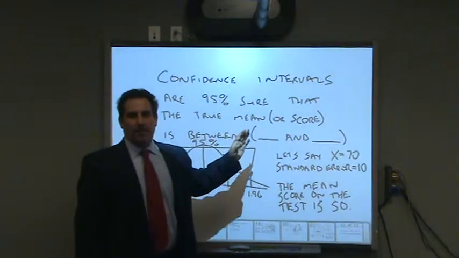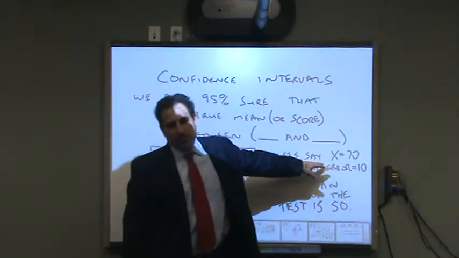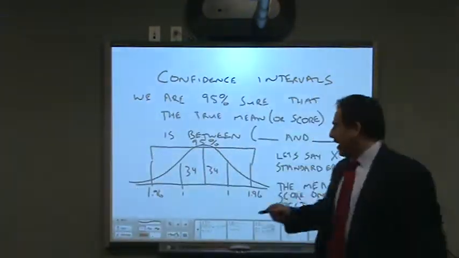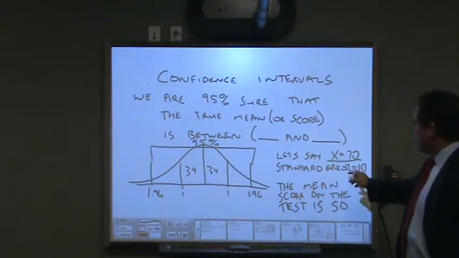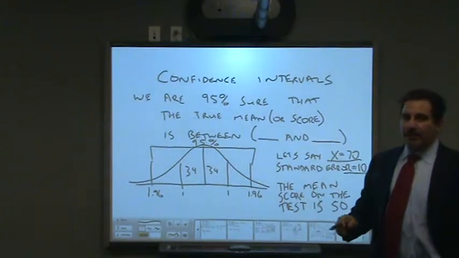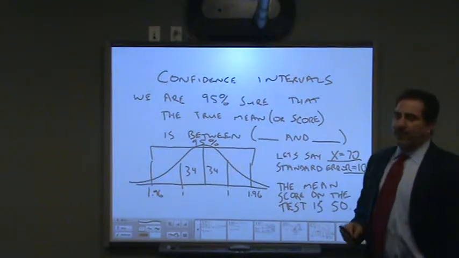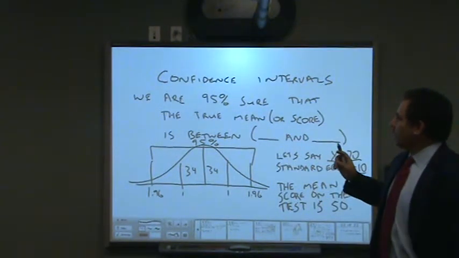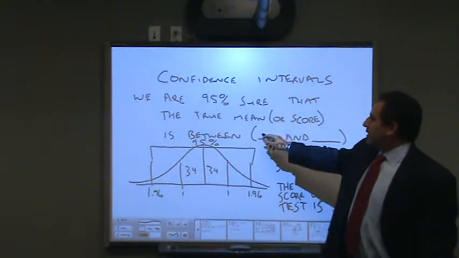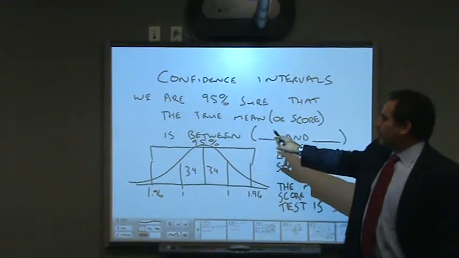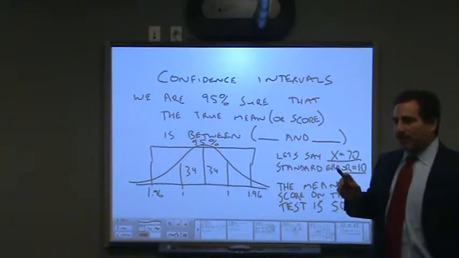And let's take an example where we have a person who achieved a score of 70 on a test, okay? So x equals 70, and we know that the standard error is 10 from our calculations that we've done. Now the mean score of the test is 50, and we want to answer the question, what numbers do we have to put for this person's true score in order to be 95% sure that we're right?